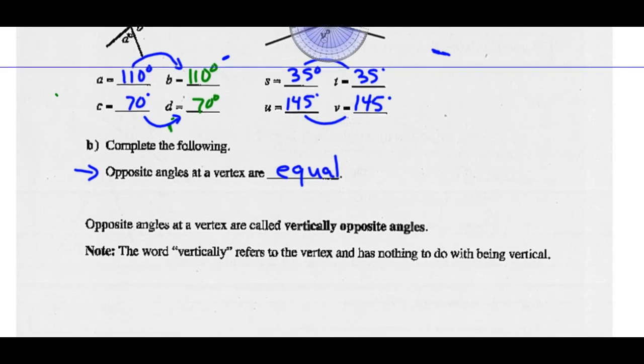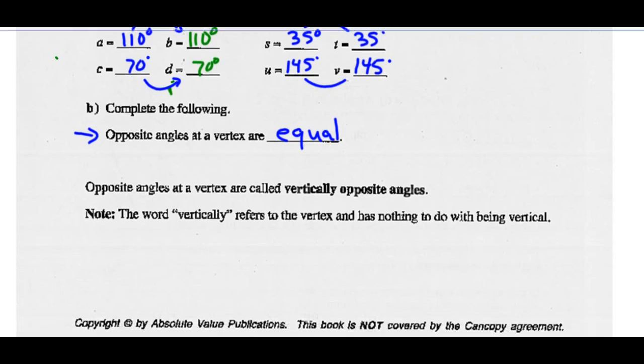So opposite angles at the vertex are called vertically opposite angles. We use a short term for that, VOA, acronym, vertically opposite angles. The word vertically here refers to the vertex and not the idea of being a vertical line. All right, so the vertex has vertically opposite angles across them, and those angles are equal.